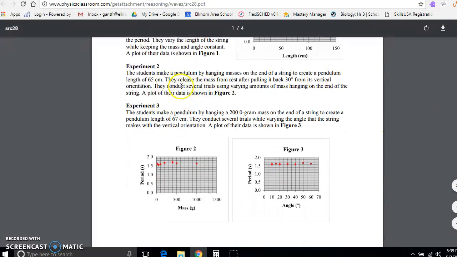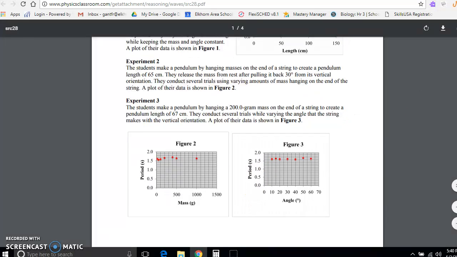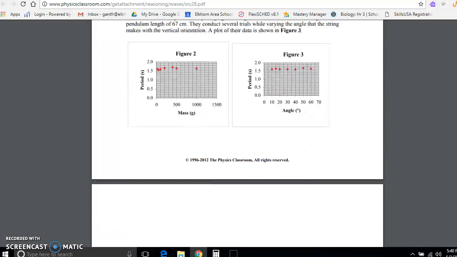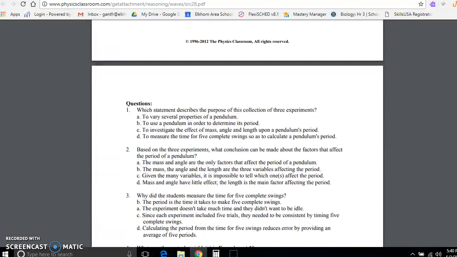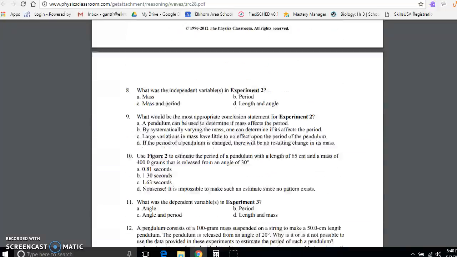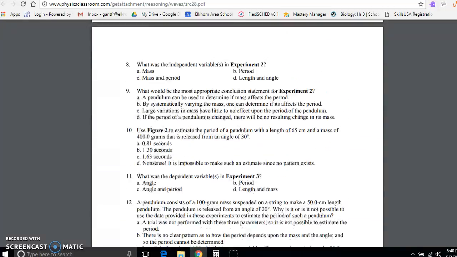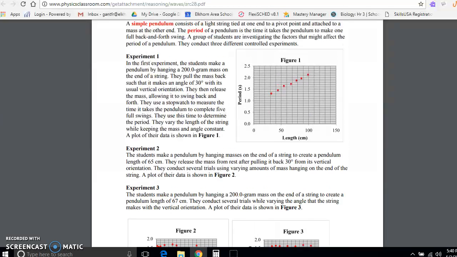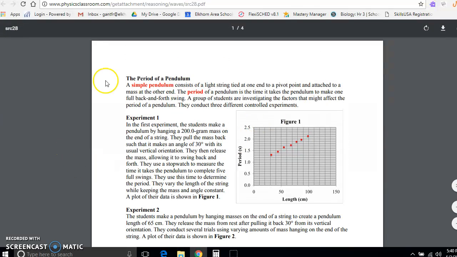Figure 2 is showing us the mass, and as we add mass, increasing it, overall it doesn't have an impact on the period, just like we saw in Figure 3, the angle. Also, increasing the angle or displacement in Experiment 3 does not have an impact on the period. So I want you to go ahead and read this passage that I have stapled and handed out to you as well, and answer questions 1 through 13 right now, please, and thank you.